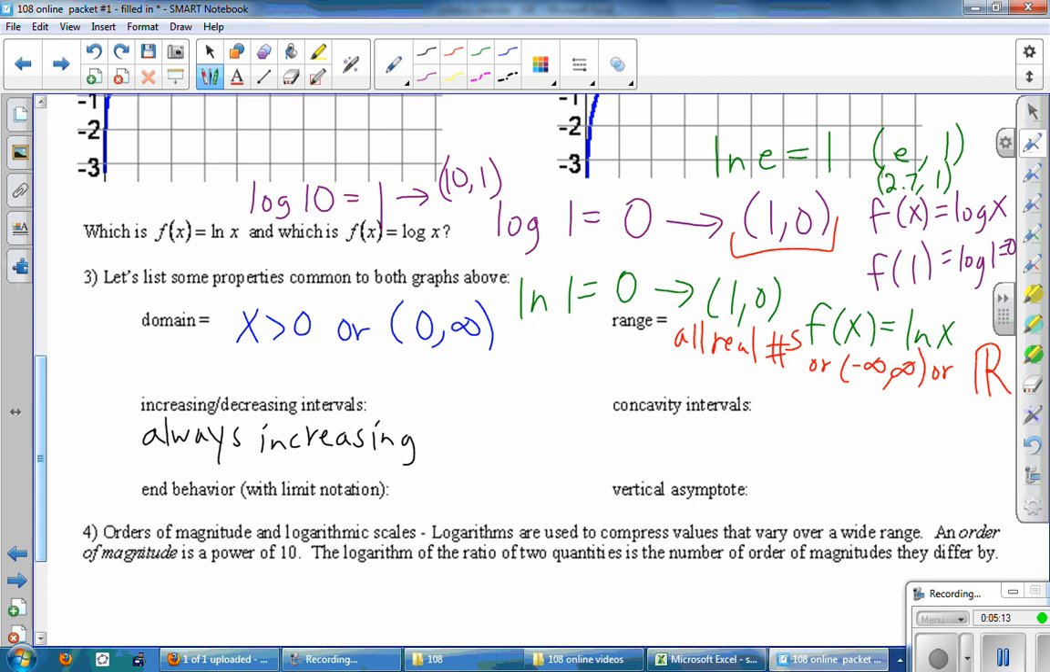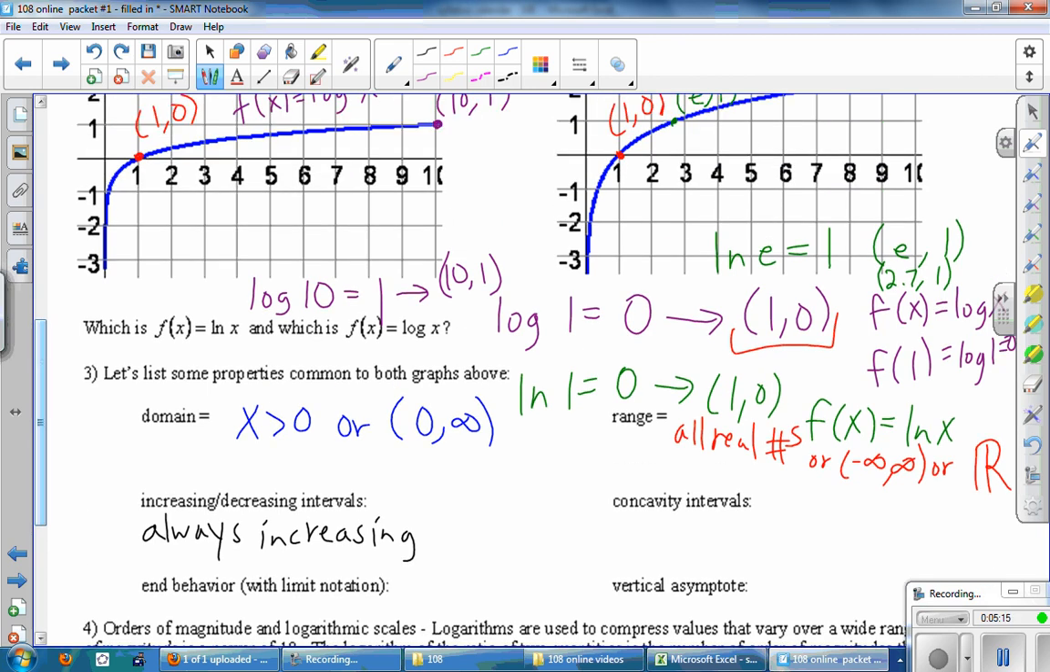How about intervals of concavity? Well, these functions are both either concave up or concave down the whole time. Which way are they bending? They are bending downwards as you go left to right. So that means that they are concave down on all the x's from 0 to infinity, their domain.